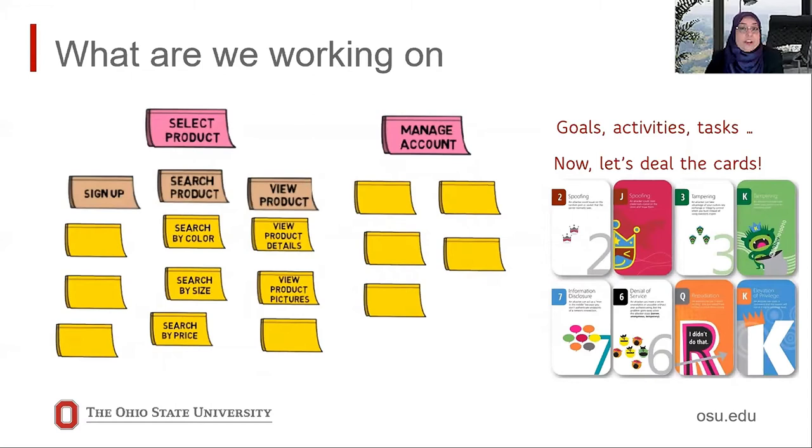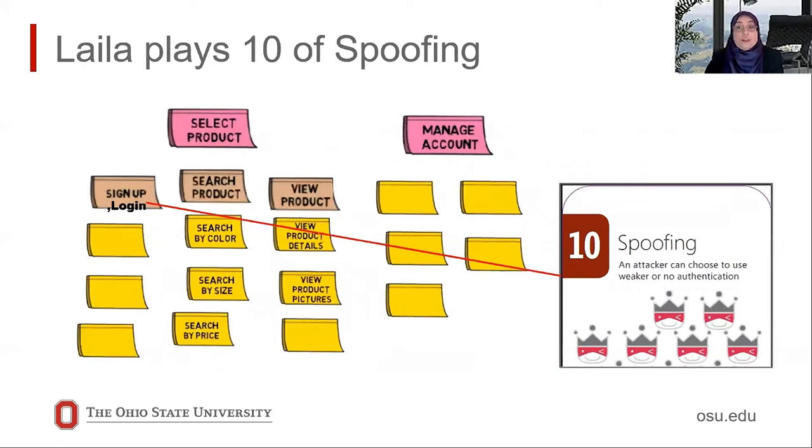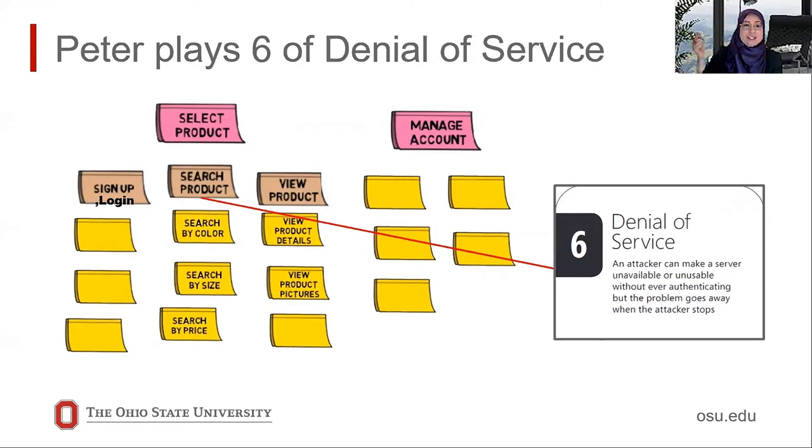We put up the goals, activities, and tasks, and then we start dealing the cards. So now, tune in. We have our card deck with us, the Elevation of Privilege game, and we start to play. For example, Lila, one of the participants, says, oh, I now have the 10 of spoofing: an attacker can choose weaker or no authentication. I think that is an attack that needs to be considered as we're designing the signup and login feature, to make sure that the login cannot be bypassed and that we're using strong authentication. So that's one. Peter now plays the 6 of denial of service. He says, okay, the attacker can make a server unavailable. Let me try the search product.